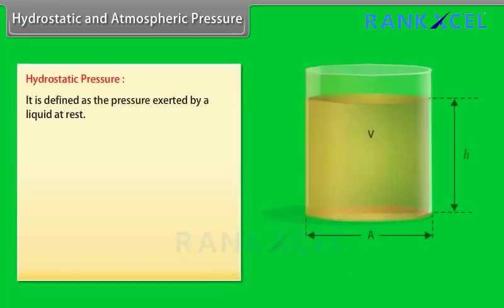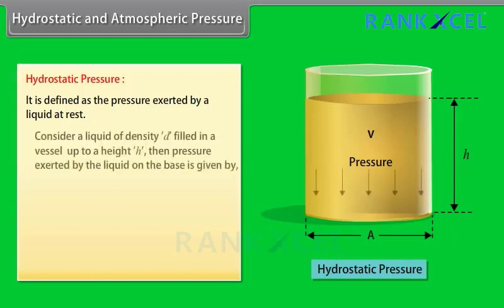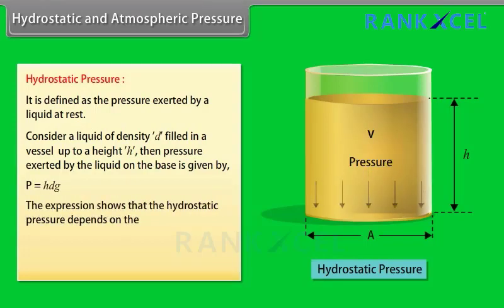Hydrostatic and atmospheric pressure. Hydrostatic pressure is defined as the pressure exerted by a liquid at rest. Consider a liquid of density d filled in a vessel up to a height h. Then pressure exerted by the liquid on the base is given by P = hdg. The expression shows that the hydrostatic pressure depends on the vertical height of the liquid and density of the liquid.